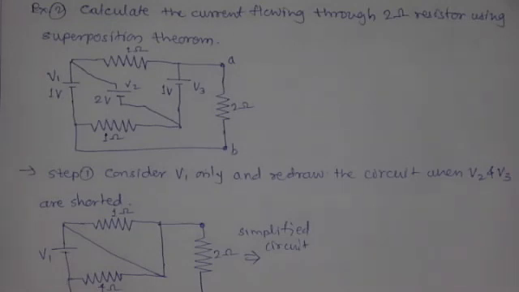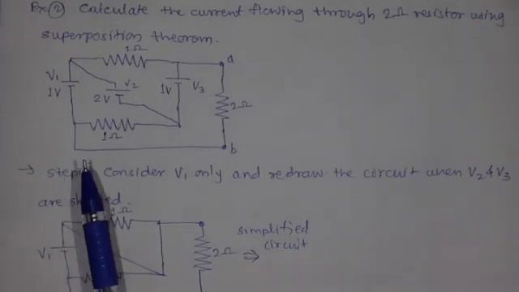Now we have to see another example on the superposition theorem. In this case, we are using three sources. In the last example, we used two sources, but if three sources are there, then what do we have to do? That is what we have to find out from this example.